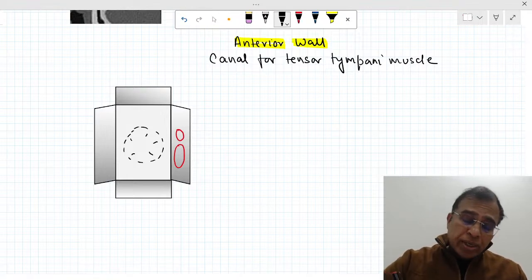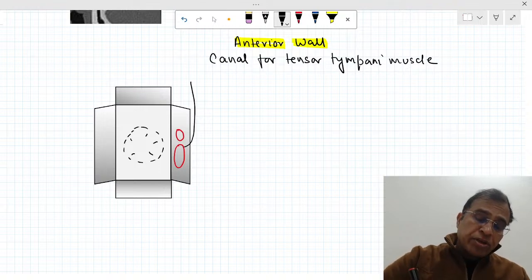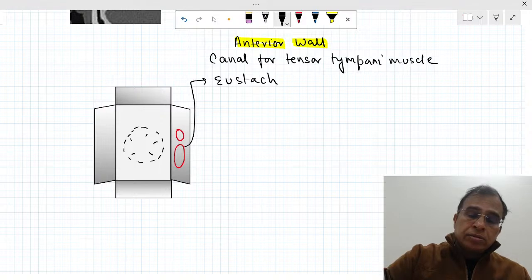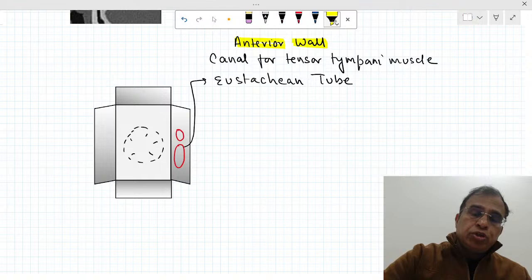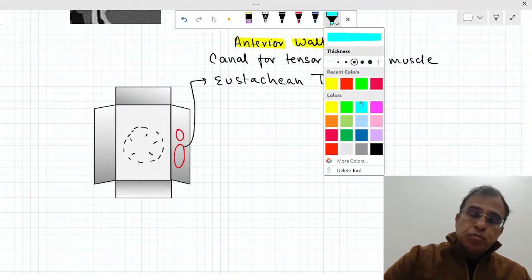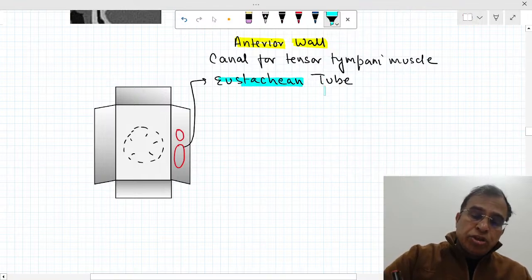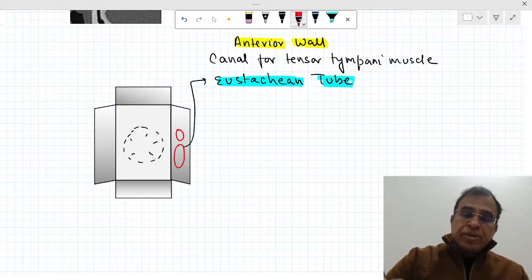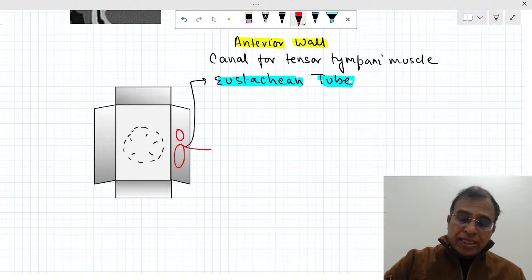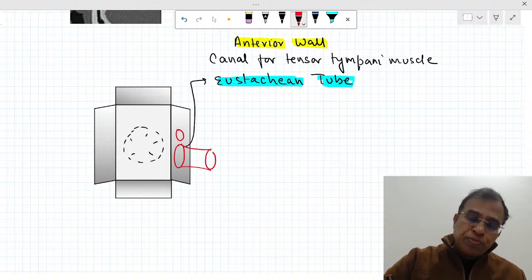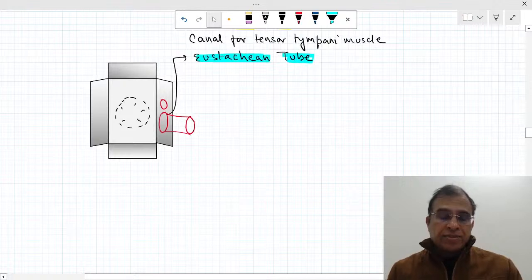But the bigger opening is more important. This is important from the ENT point of view. This is the eustachian tube opening. A very, very important tube, the eustachian tube, and they ask you 3 or 4 very important MCQs on the eustachian tube. From the name I understand, it's a tube like this, a tube with 2 ends or 2 openings.